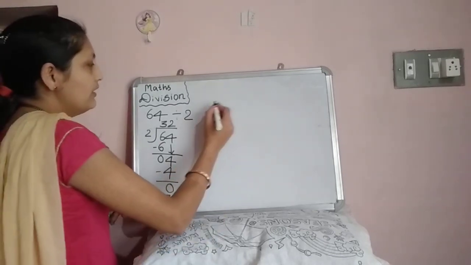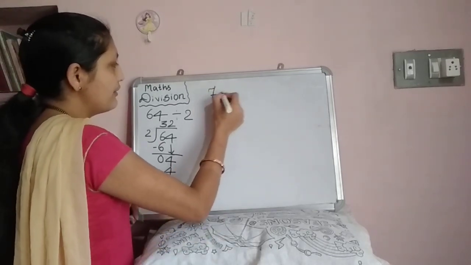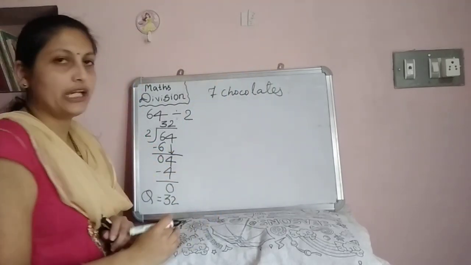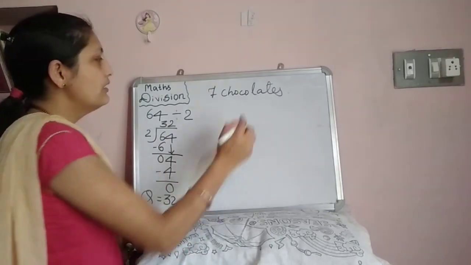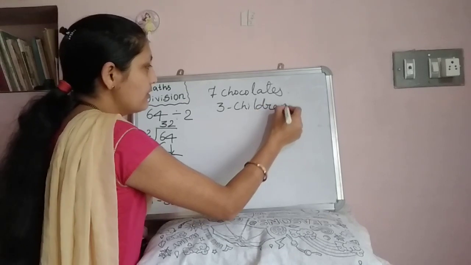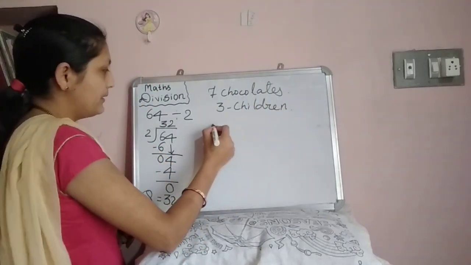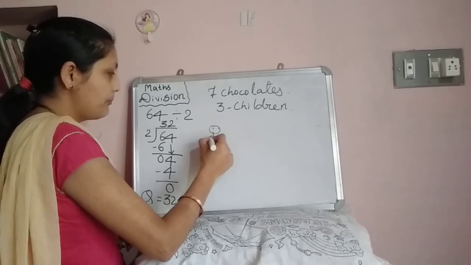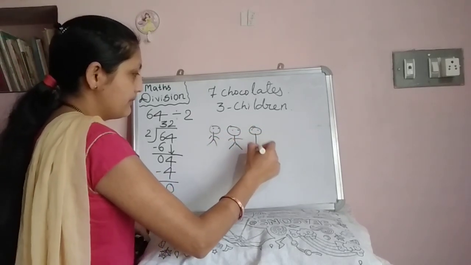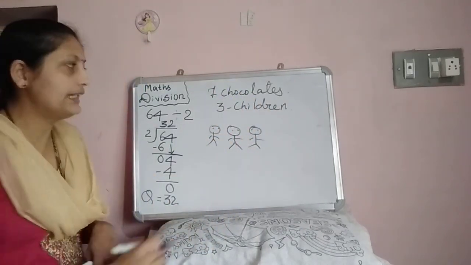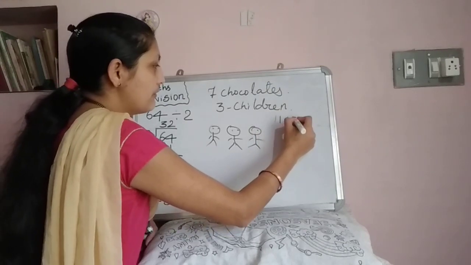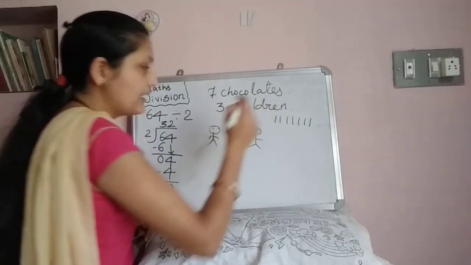Dear children, think that I have 7 chocolates, okay? And I want to share these 7 chocolates among 3 children, okay? I'll share these 7 chocolates among 3 children. So, let me take here, there are 3 children, okay? And I have 7 chocolates. So 3 children are there here and I have 7 chocolates. So 1, 2, 3, 4, 5, 6, 7 chocolates are there with me.